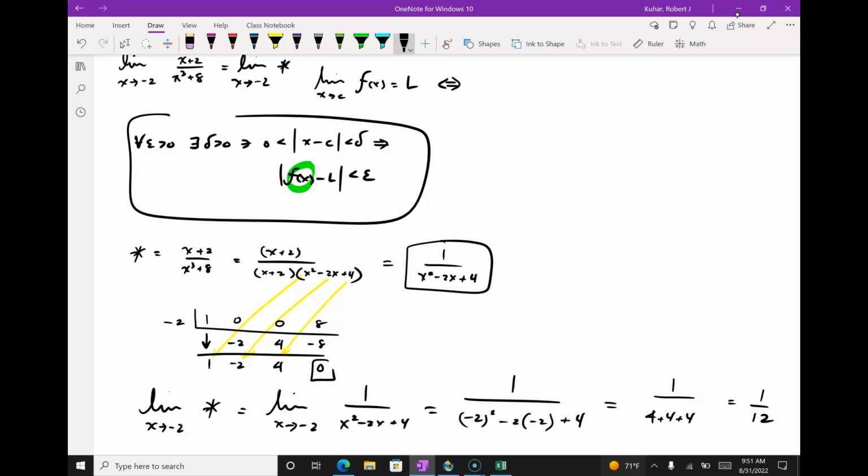I want to show you how I check that and how you will check it on your first quiz. So I'm going to Desmos.